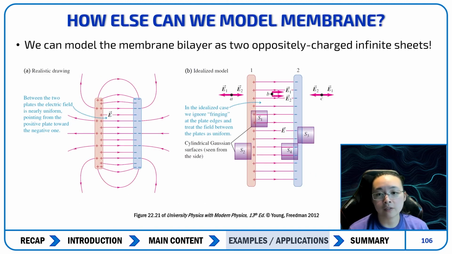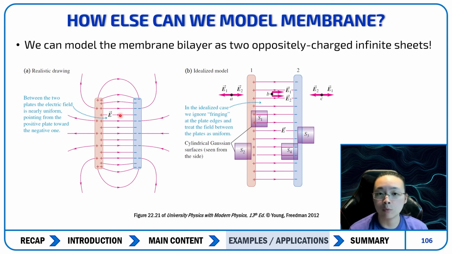But what I want to focus on now is how we can model the membrane based on what we've learned through Gauss's law. If we take a look at a membrane bilayer, there's going to be two sides to it, almost like a parallel plate. So we can consider one side to be positive and the other side to be negative. And so the electric field distribution would look like this, where you have the electric field going from positive to negative, and you also have some fringe field effects at the edge, where they're kind of just going out. So this is what we call a realistic drawing of what the electric field looks like.